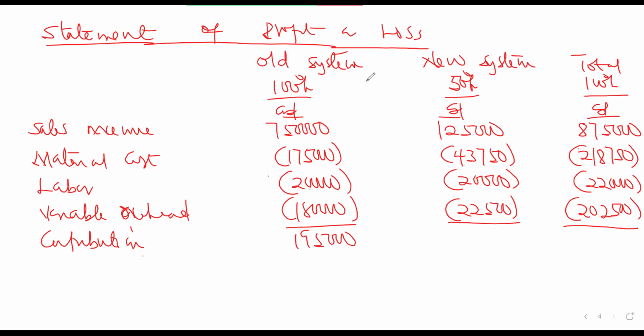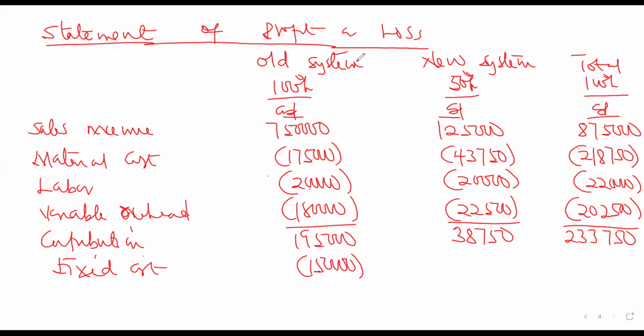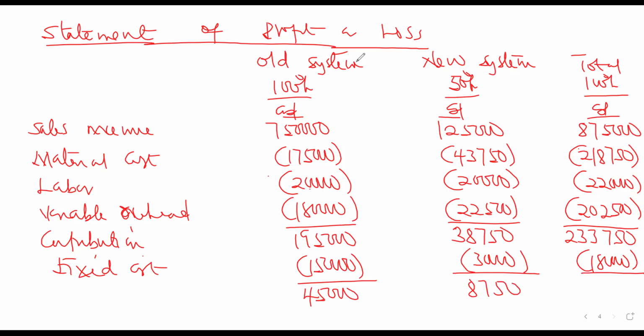It's 38,750. Okay, 3750. So what will be the total contribution? Two, three, 750. So our fixed cost is 150, and this will be 30,000 additional fixed cost. So this will be 180,000. So we have 45,000 as profit, and we have 8750 as profit, and we'll be having 53,750 as a total profit.